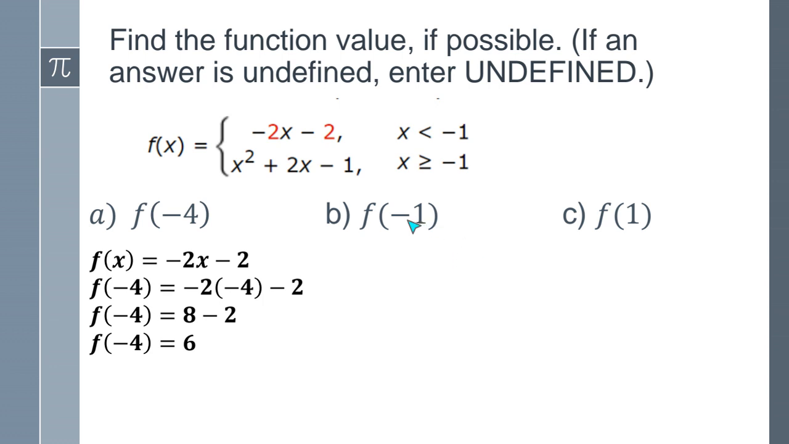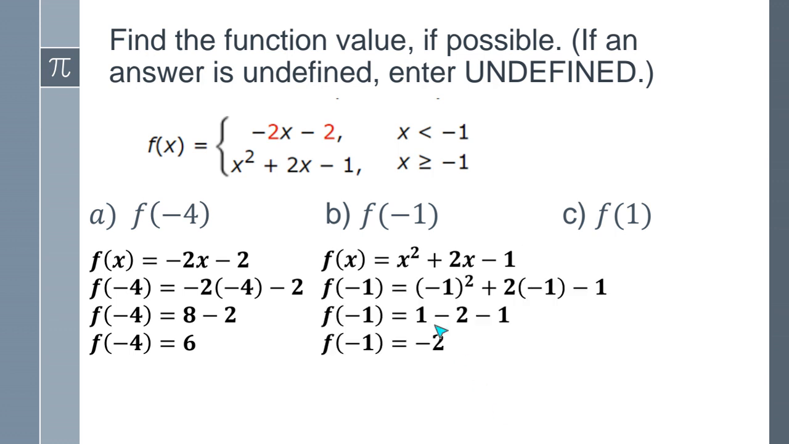So let's try -1. So here again, we decide, should I use the top equation or the bottom equation? If x is -1, that means that it's going to be equal to -1, so I'm going to use that second equation. And everywhere I see an x, I'm going to replace it with a -1. So I have x squared. I'm going to have my -1 squared plus 2 times -1 and then minus 1.